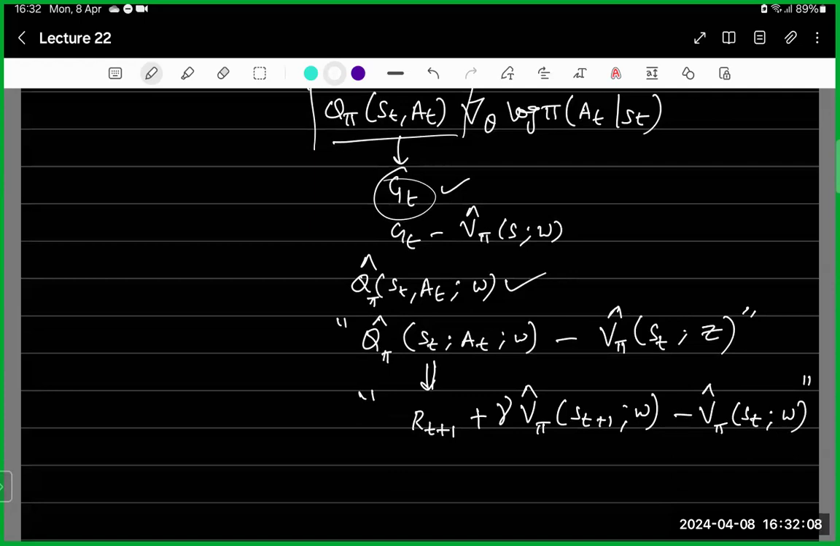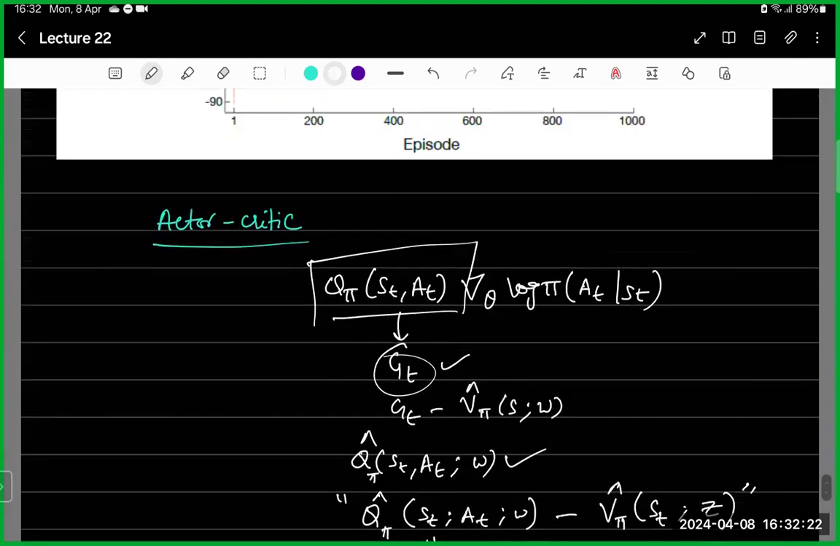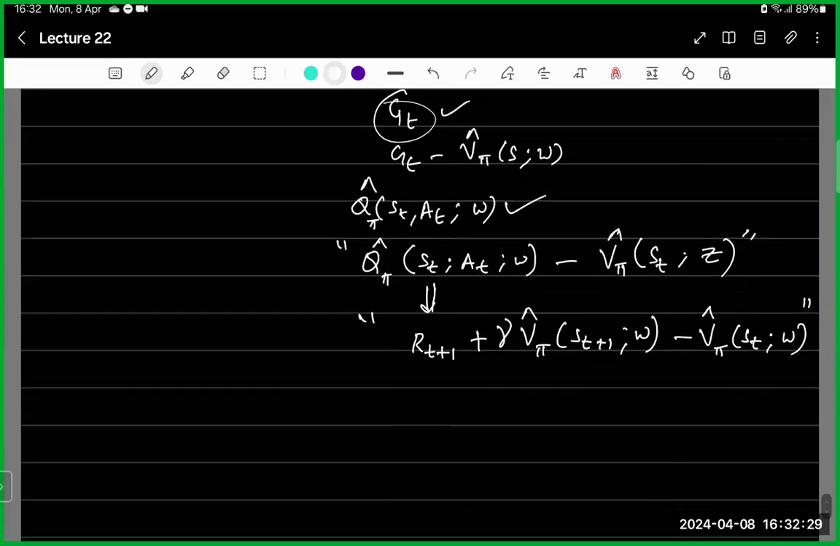So one good thing about this update is that the previous two, the reinforce and the reinforce with baseline, are offline methods, right? Because for calculating GT, we had to run the whole episode and then update your theta. But what about this one? For calculating this update, all that you need is RT plus 1, right? So this is an online method because we are using bootstrapping.